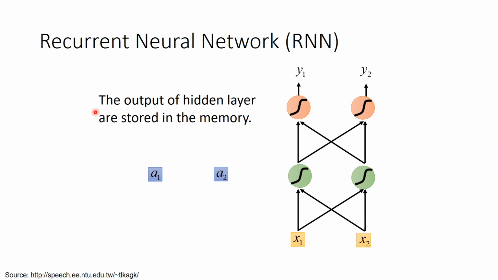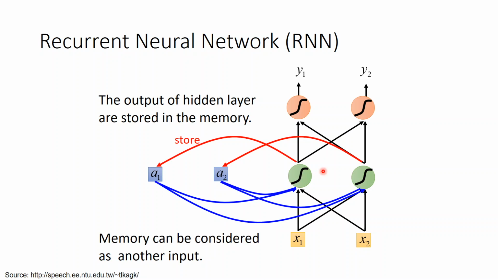So in an RNN, the output of the hidden layer is stored in memory, like this one. They have memory too, and the result, the sequence, the time, or some words will be stored in the memory. And then when the hidden layer needs the content, it will request it from memory and pick up the words as another input.